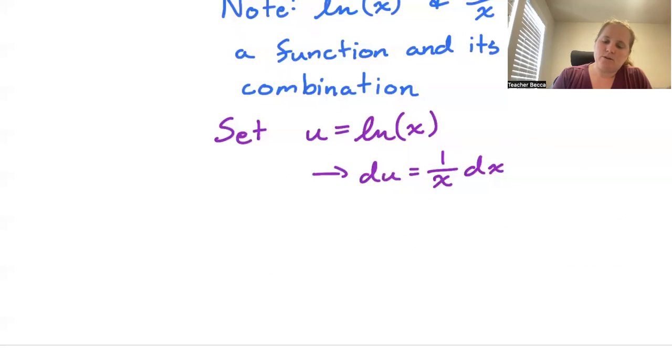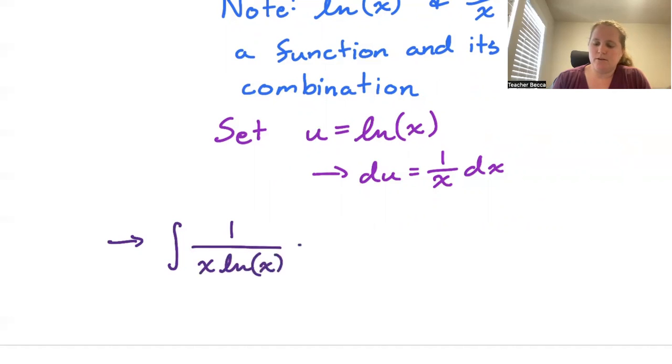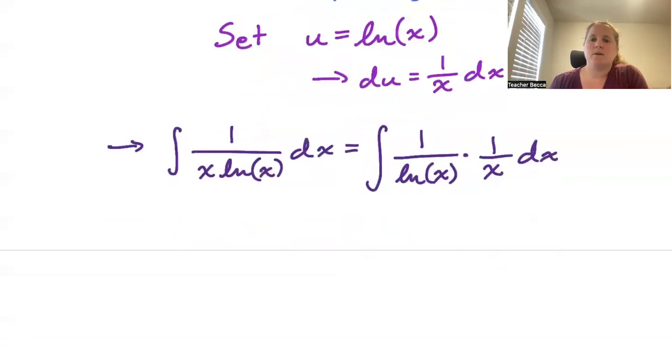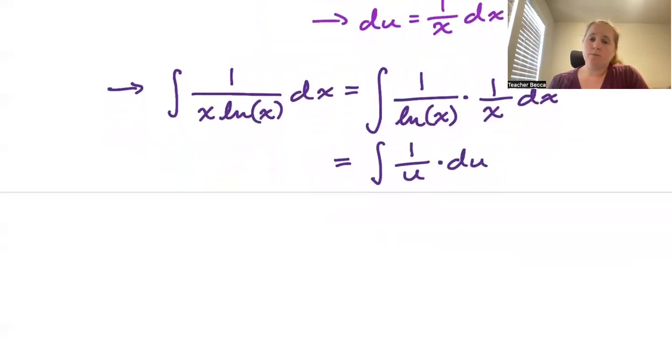If we go back to our original problem, we have the integral of 1 over x times natural log x, all in the denominator, dx. This is the same thing as the integral of 1 over natural log of x times 1 over x dx. Plugging in our u and du, this becomes the integral of 1 over u du. That is an integral we know. This is natural log of the absolute value of u plus c.